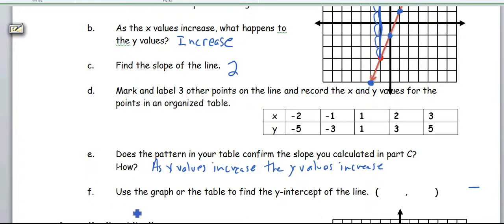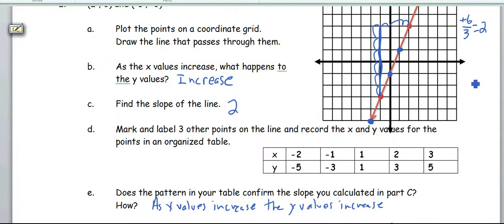So now it says, use the graph or the table to find the y-intercept of the line. Well, we know x is going to have to be 0, but look at this. We don't have this in our table. So what we need to do is go to our graph, and we're going to find where x equals 0, that is the y-axis.